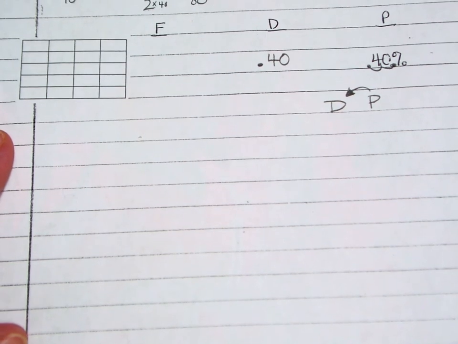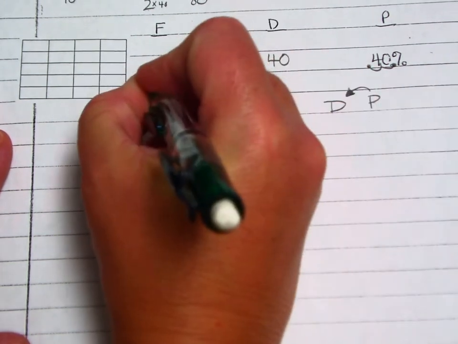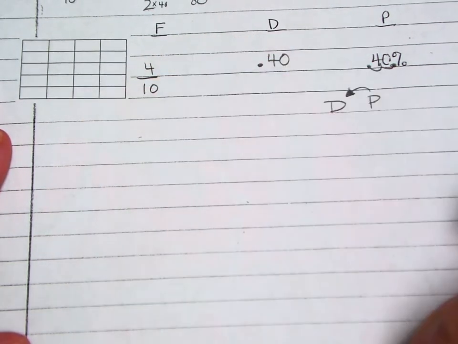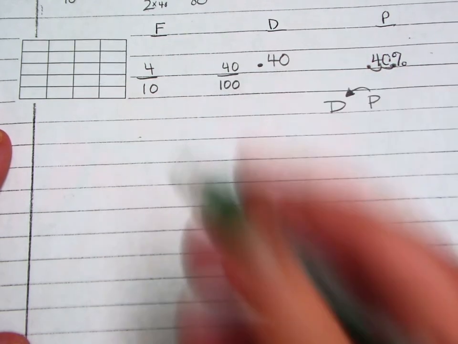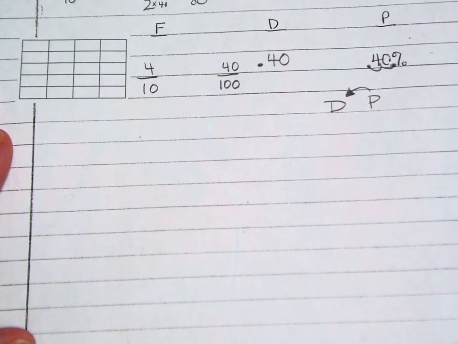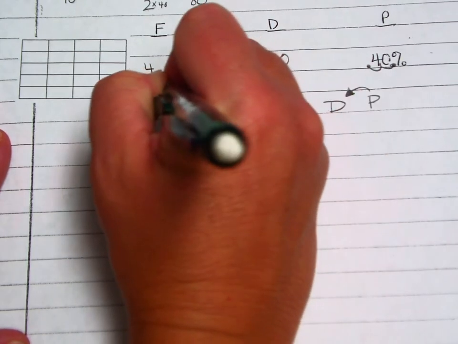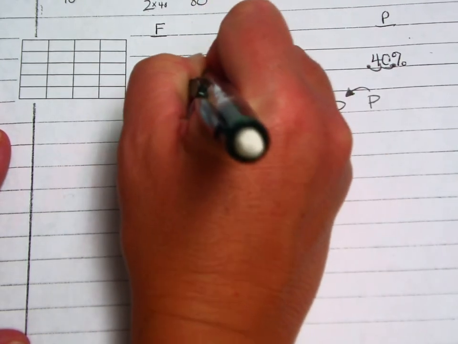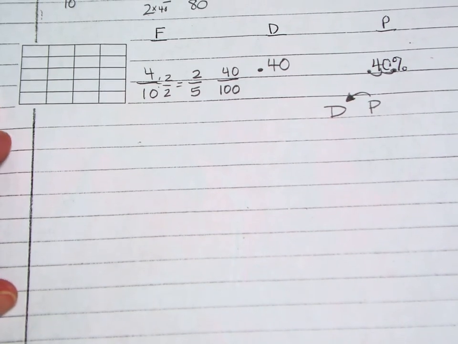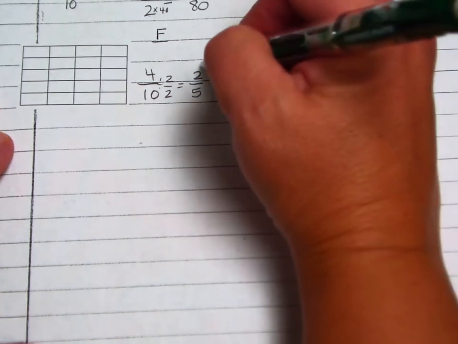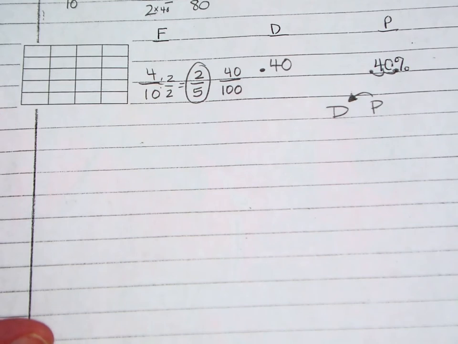So now to write it as a fraction, it could either be 4 tenths if you want, or if you want to write it as 40 100ths. Does it matter? No, it does not. They both, however, can simplify, so they do need simplified. 4 tenths divides by 2, leaving us with 2 fifths. So our fraction for this is 2 fifths.